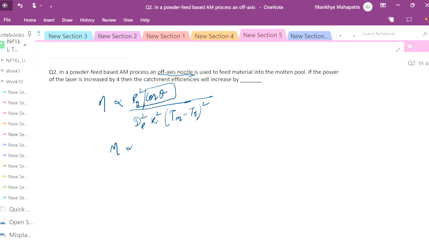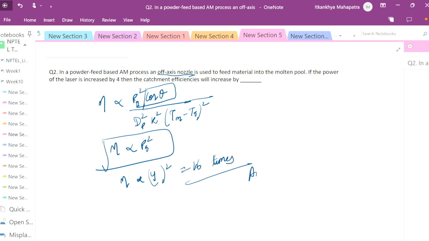Now efficiency is proportional to power square. So if the power is increased by 4 times, then efficiency will be increased by 4 squared, 16 times. Okay, 16 times.